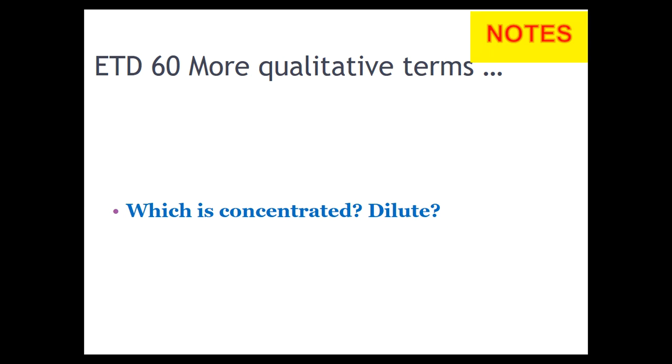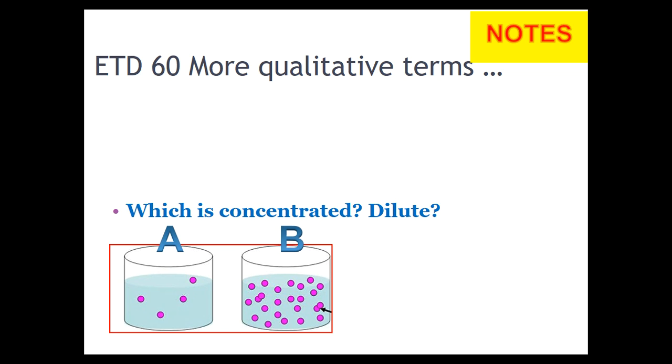Concentrated and dilute, most people have a pretty good idea. These are qualitative terms. What I want to do is give you some examples. If you look at this, I got solutions A and B. Which is concentrated and which is dilute? Most people would say that solution A has less solute in it compared to solution B, so this would be my dilute version. This would be my concentrated solution. More solute, more concentrated.